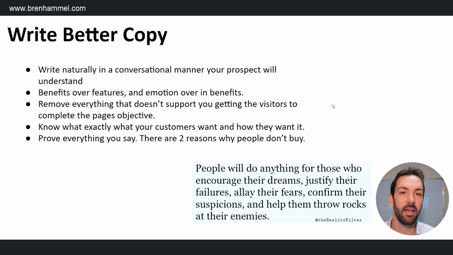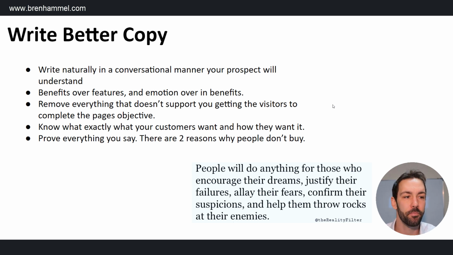You want to justify their failure. So if you're fixing something because perhaps the prospect made a mistake, you want to say it's not your fault, something like that. Allay their fears. People are getting ripped off. So with their fears and suspicions, overcome objections. Show them how you get around or overcome, or don't perform, a lot of the same mistakes that all the other people do in your industry.